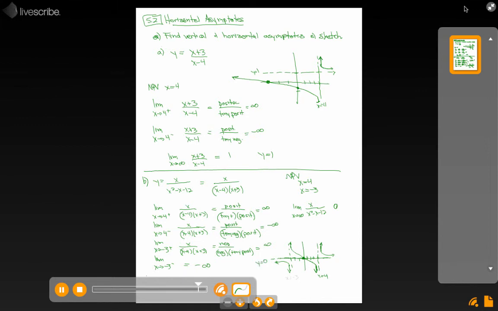Interestingly though, this graph actually passes through that asymptote right here in the middle, something like this. It agrees with everything we've said so far about asymptotes. It does have vertical asymptotes at x equals negative 3 and x equals 4, and a horizontal asymptote at y equals 0. Kind of an interesting example in that it is a concrete example of something that crosses its horizontal asymptote.